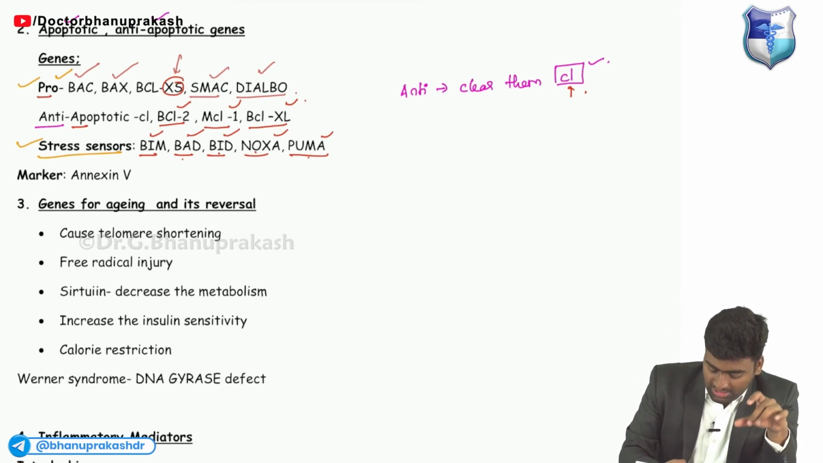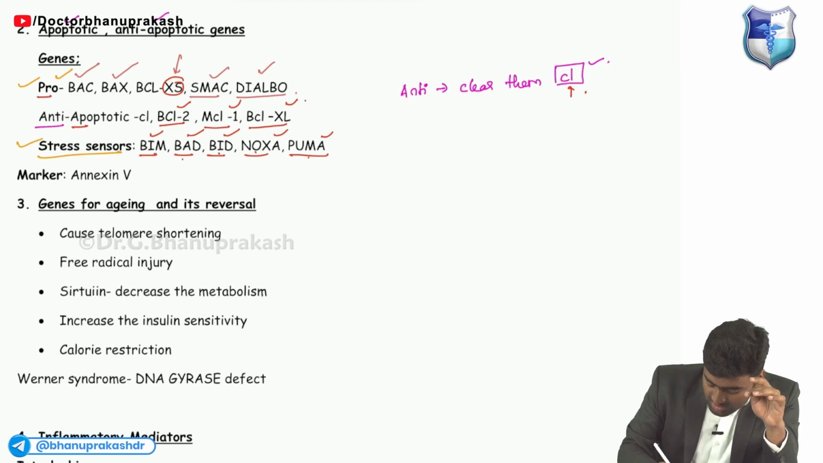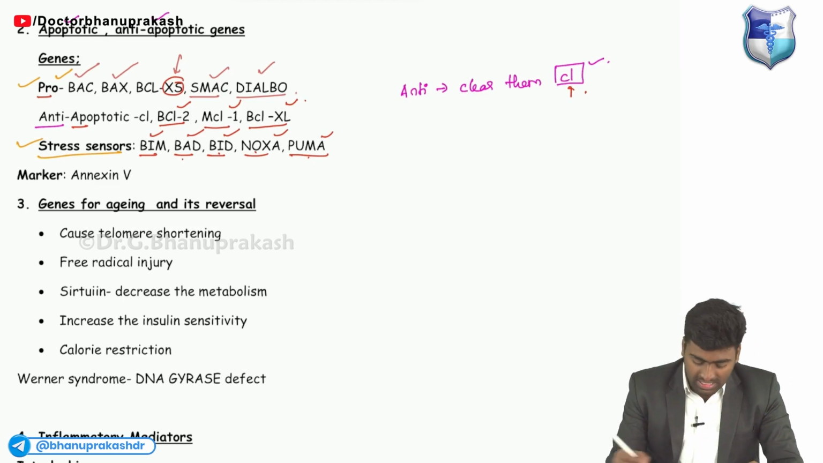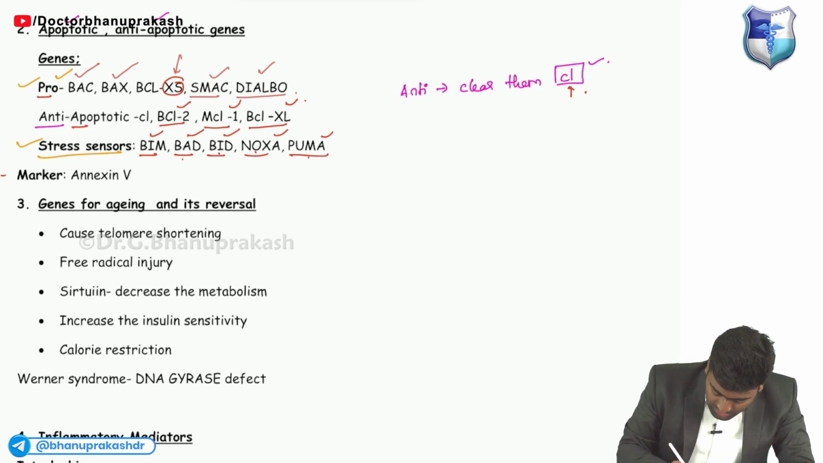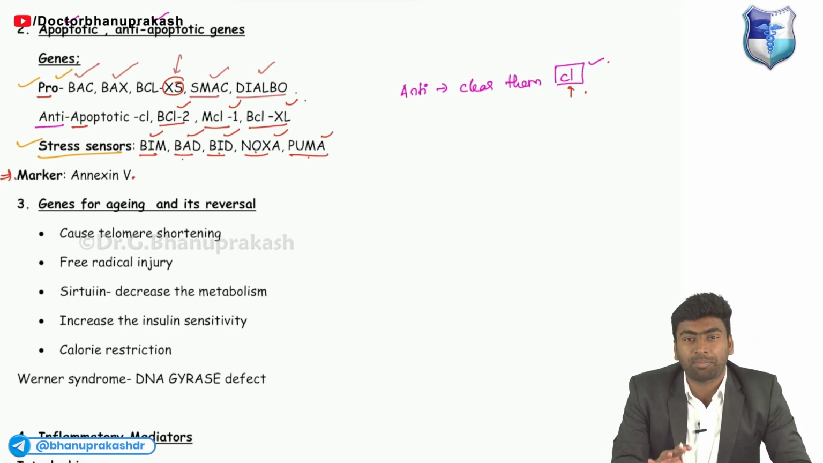Whereas pro-apoptotic will include BAX, BAK, Bcl-XS, SMAC and DIABLO, okay. Whereas the stress sensors include BIM, BAD, BID, PUMA and NOXA. So these are the stress sensors you need to remember. And as I told you, the marker is what? It is annexin 5. It is the marker for apoptosis, okay.